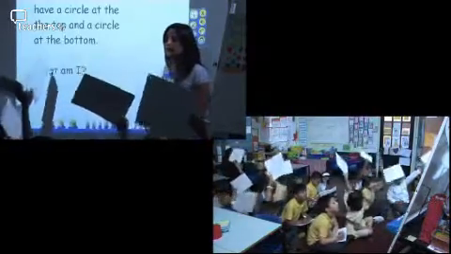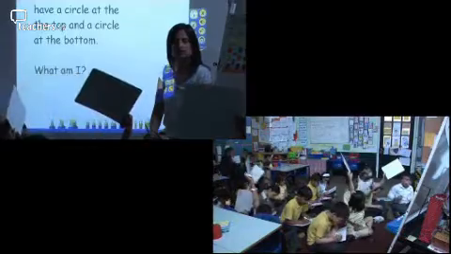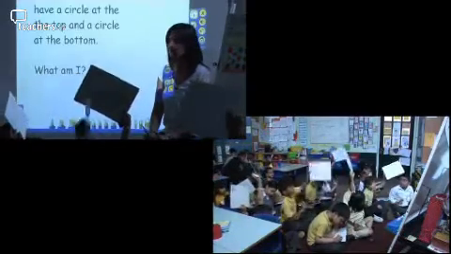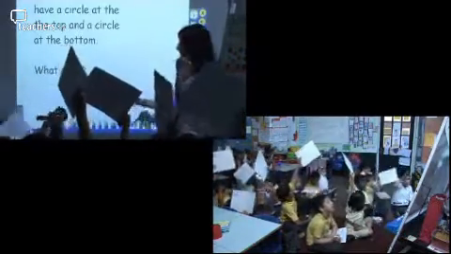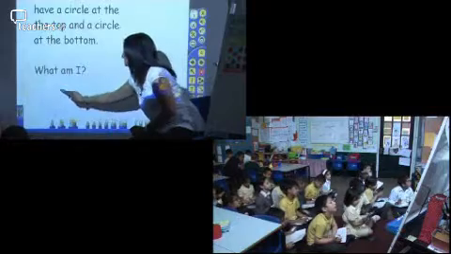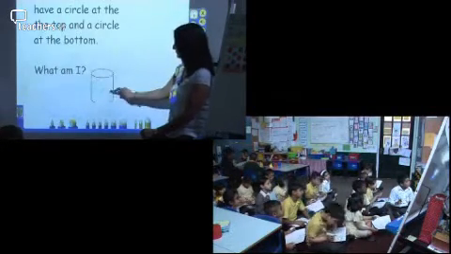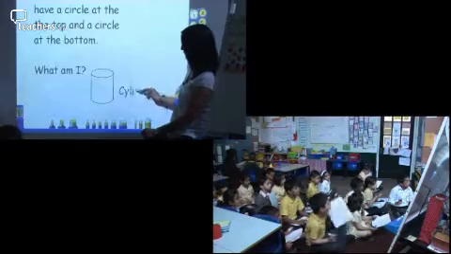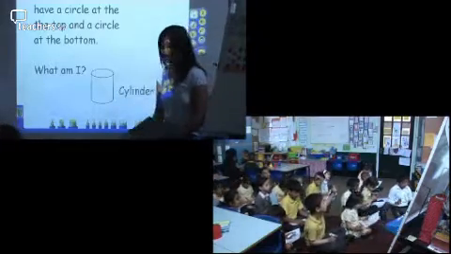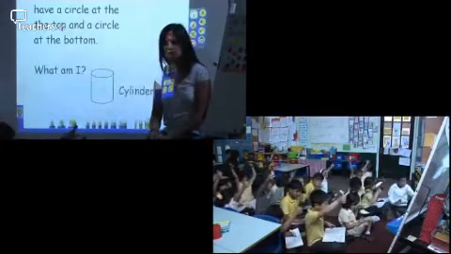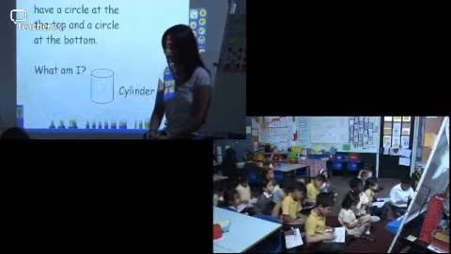Heck, what's your guess? What do you think? You think cylinder? Sadia, what do you think? Cylinder. Who else thinks cylinder? Shall we have a look? What is it? Cylinder. Give me a thumbs up if you got it right. Very good. So children, you can really remember all your shapes, can't you?